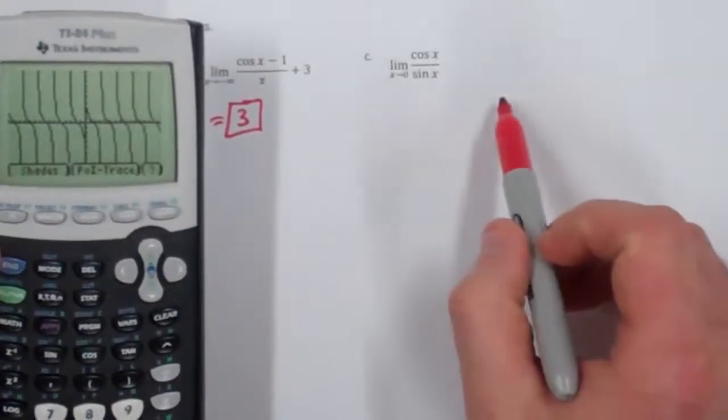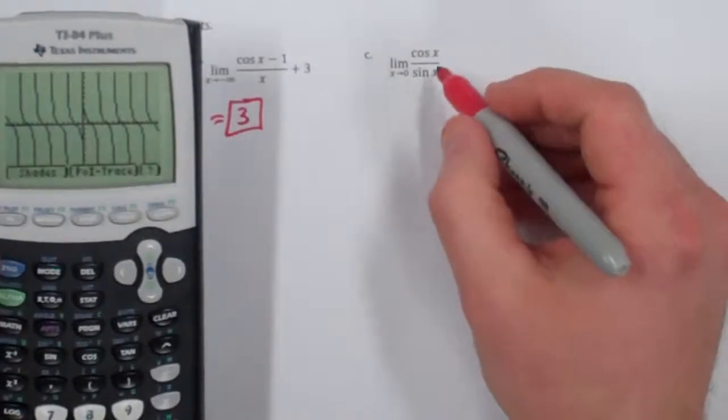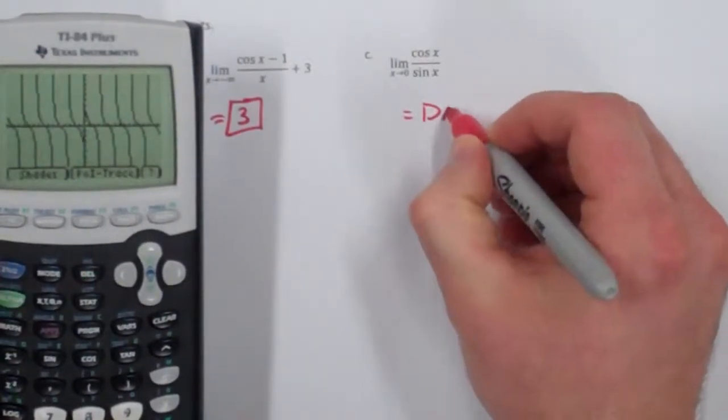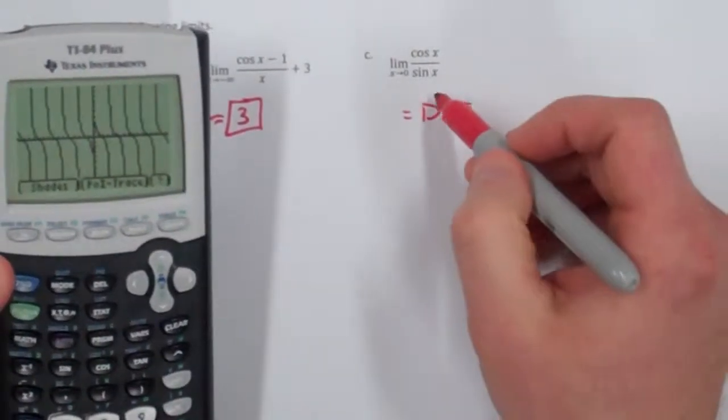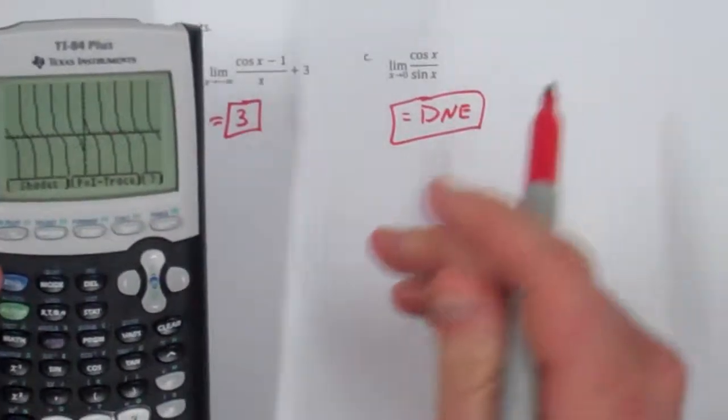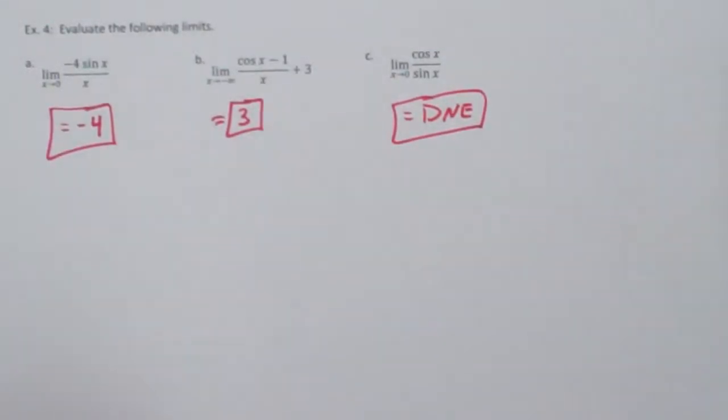So the left and the right-hand side don't agree for this one. So the limit does not exist. Remember that the limit from the left and the right have to be the same for the limit to exist.